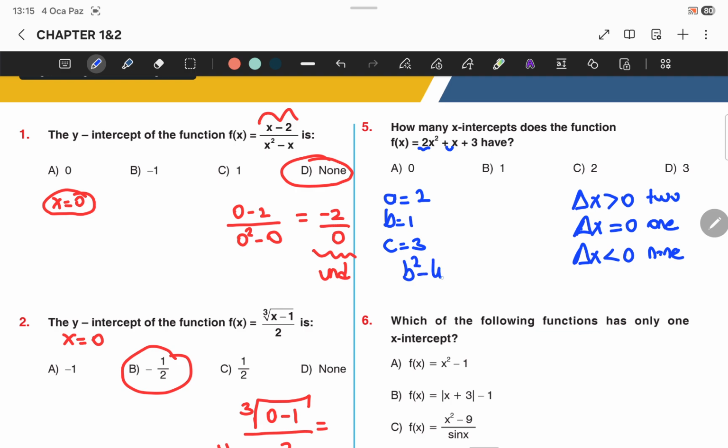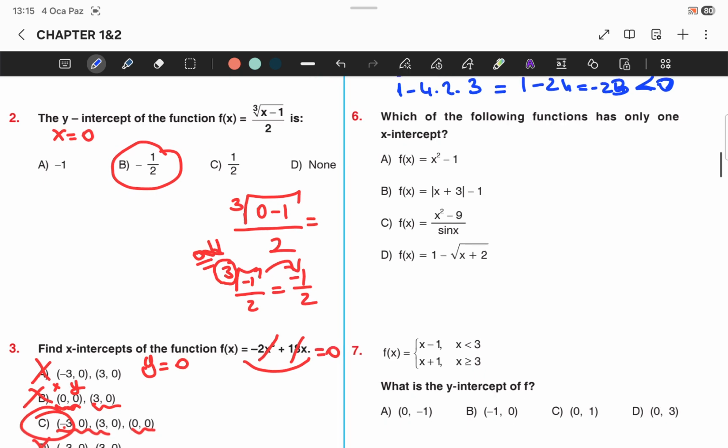B squared minus 4AC. Let me replace. B squared, 1, minus 4 times 2 times 3. Can I say that 1 minus 24, which is equal to negative 23, is less than 0, isn't it? So how many x-intercepts do we have? 0. There is 0 x-intercept.